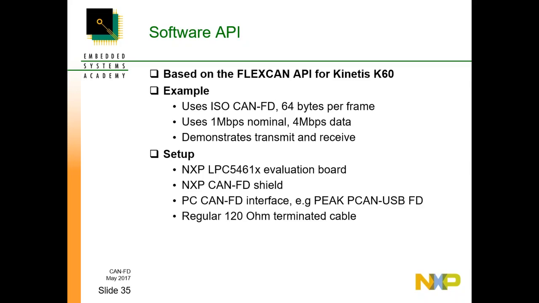The provided examples demonstrate sending and receiving of CAN-FD frames with up to 64 bytes of data and up to 4 megabits per second data speed. Examples for MCUXpresso and Keil MicroVision are provided. The setup consists of an LPC5461x evaluation board and CAN shield, as Brendan already outlined. The shield provides the CAN transceivers and 2 D-type connectors for both CAN controllers, which makes connecting to standard CAN cabling very simple. We have a PCAN-USB FD CAN interface and standard terminated cable.